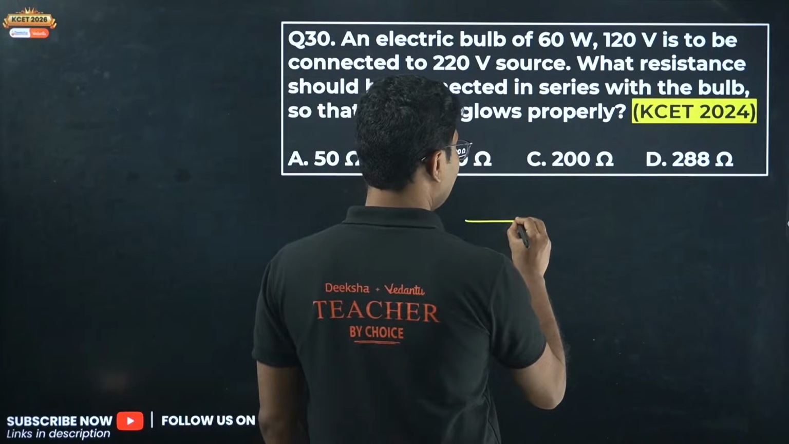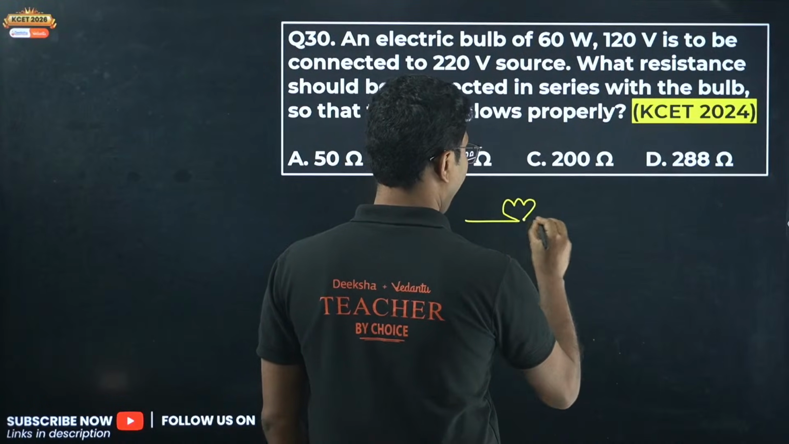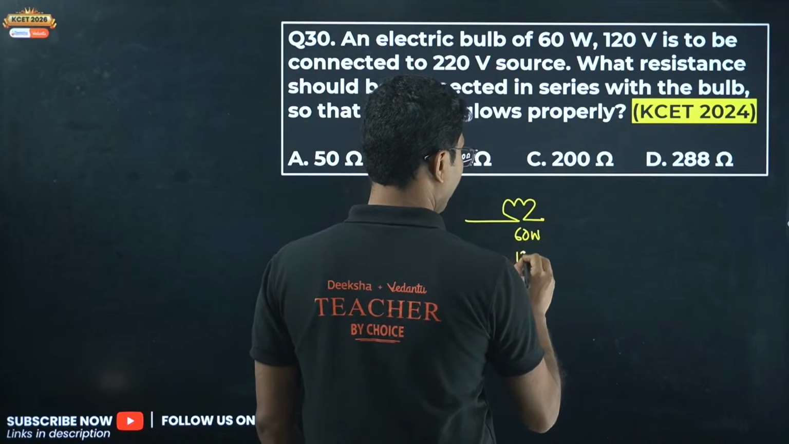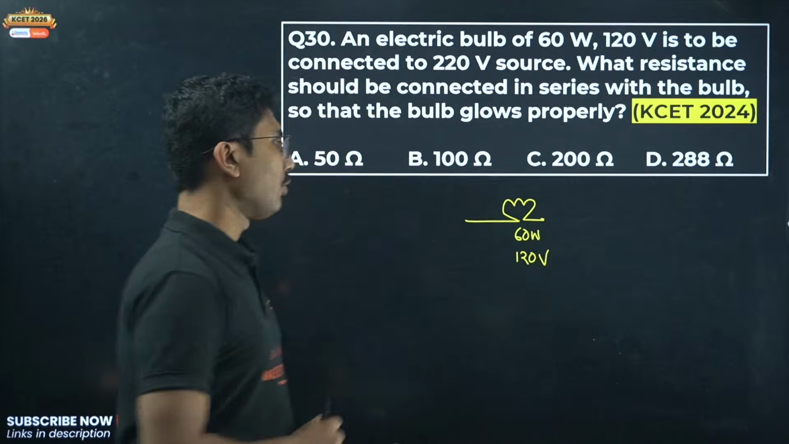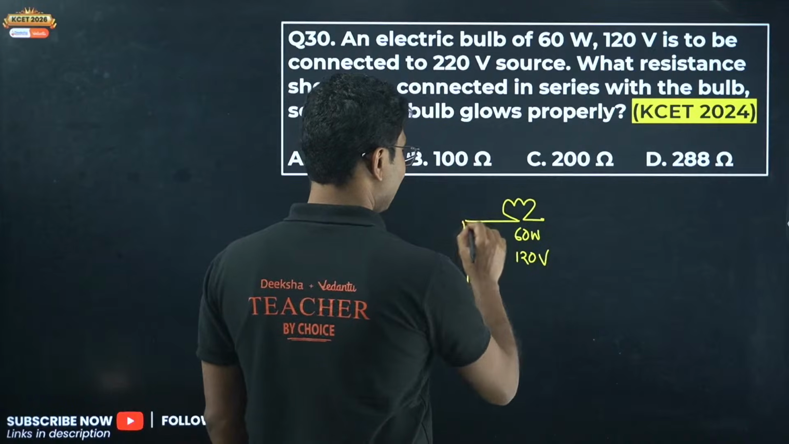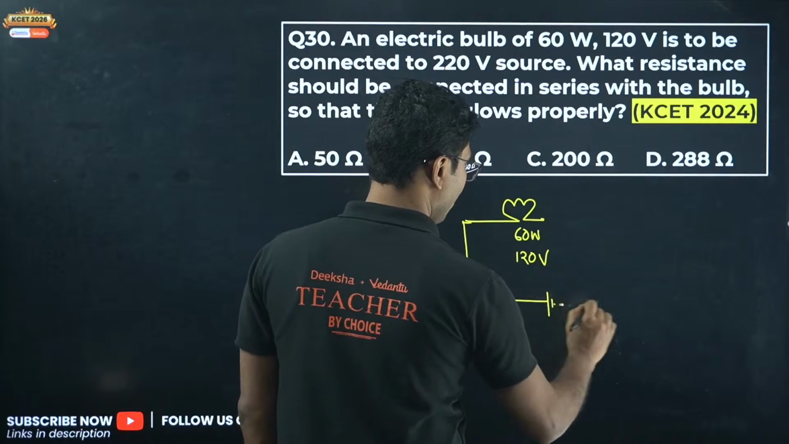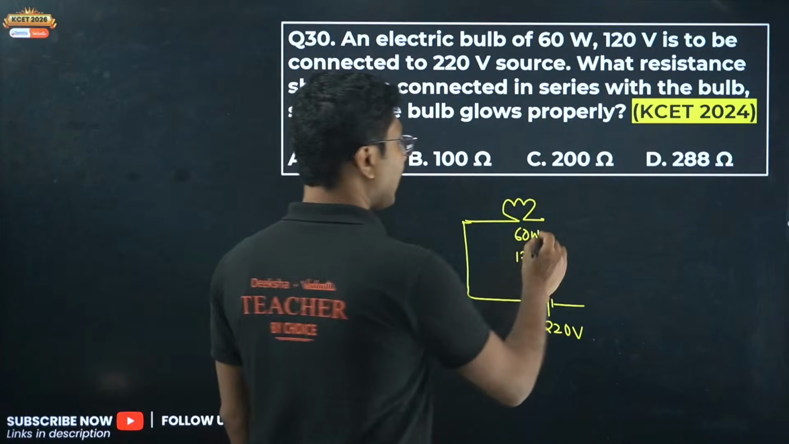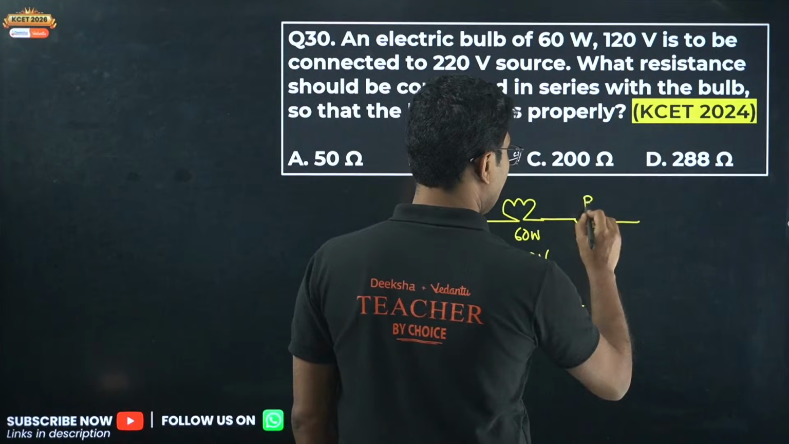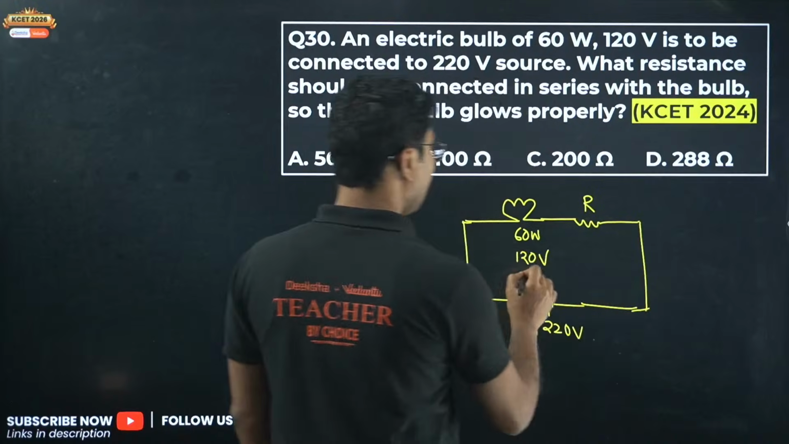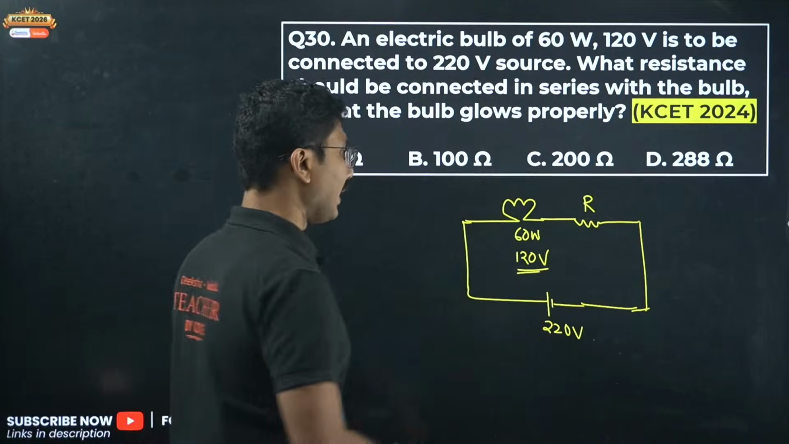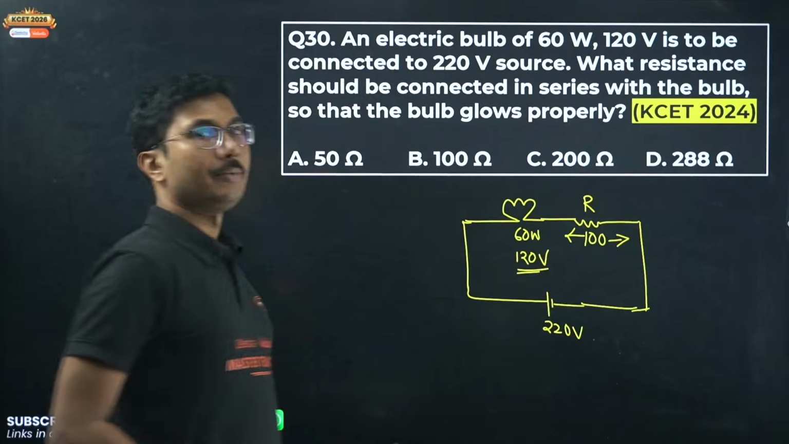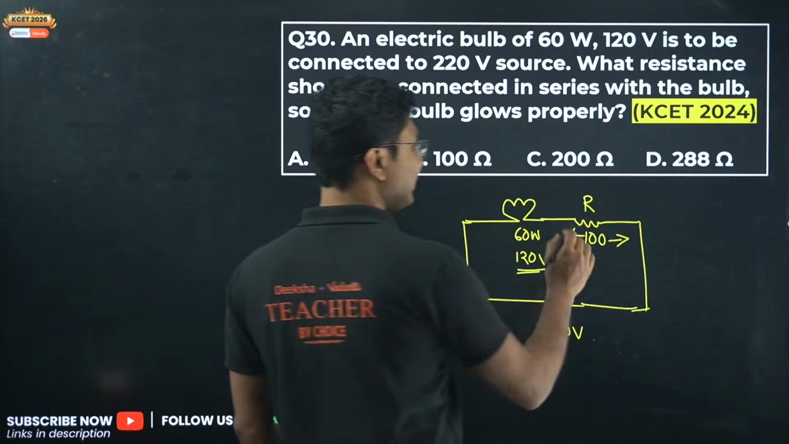So the bulb is rated 60 watt and 120 volt. Okay, but we are connecting this bulb with a battery of 220 volt. If we connect a resistance, say R, the bulb will consume this 120 volt required. Remaining 100 volt should be dropped across this resistance.